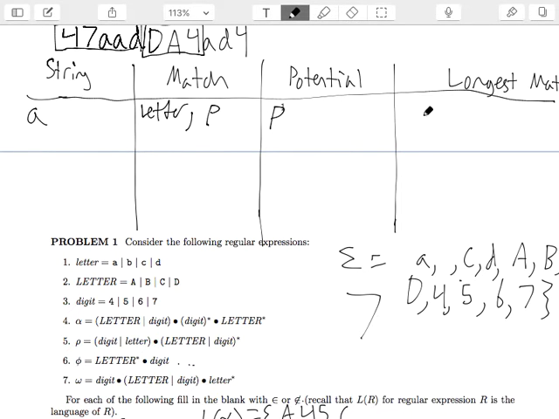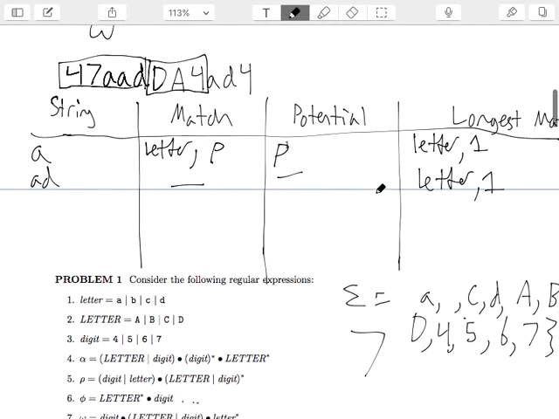Okay, so what do I put as the longest match? Letter. So now we just have to look at row. Does this match row? No. Does that have the potential to match row? No. So we have no matches, no potential. So what's the longest match so far? Letter one. That's our token.